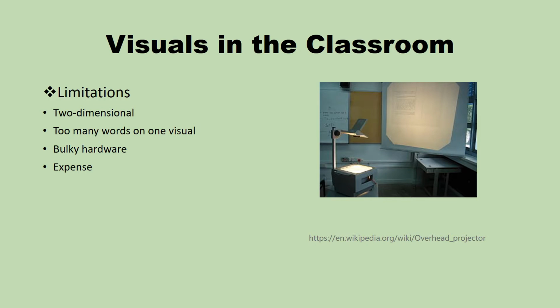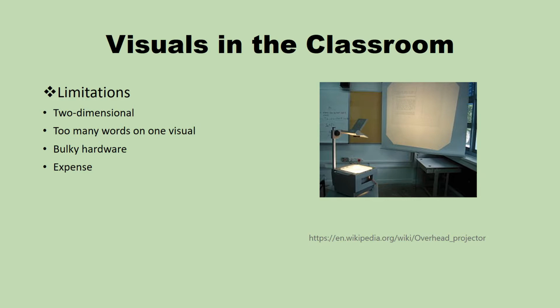There are some limitations to visuals in a classroom. One is that the visuals are usually two-dimensional, and when you're talking about something like solid shapes and you show them a picture of a sphere, the kids are not going to be able to really grasp just from that picture what a sphere is. And so that is one of the limitations.